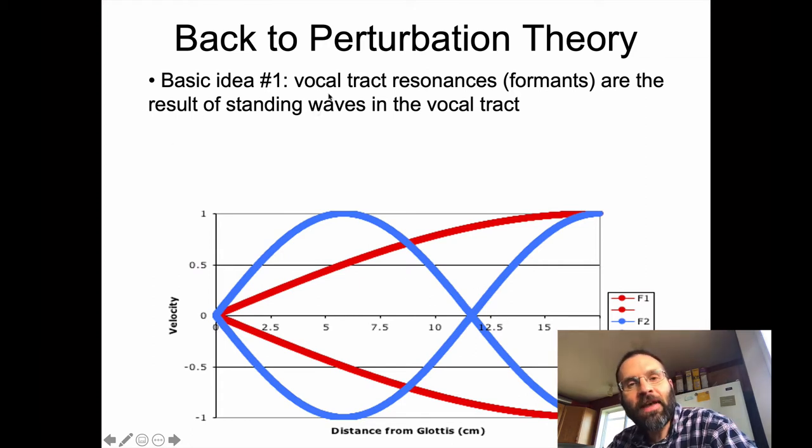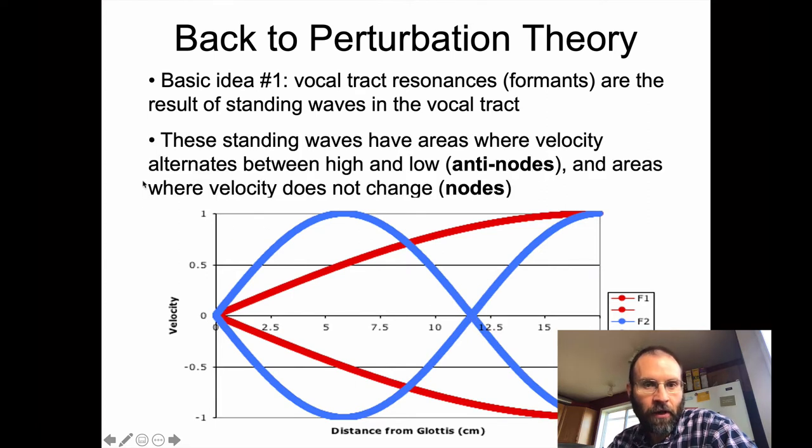The theory says that the vocal tract resonances, or formants, are the result of these standing waves in the vocal tract. The red one produces the first formant, F1, and the blue one produces the second formant, F2. I'm plotting velocity here. So this is a velocity node, these are velocity antinodes, and then we get another node and antinode in the middle for F2. Where velocity alternates between high and low is where we get these antinodes. We always have an antinode for velocity at the lips. Where velocity does not change, we have nodes; there's always a node at the glottis, no matter what standing wave you're dealing with.